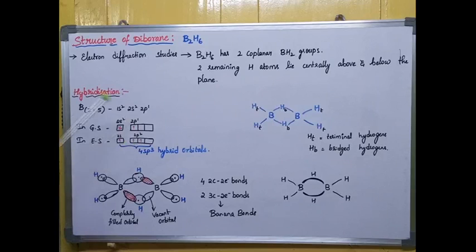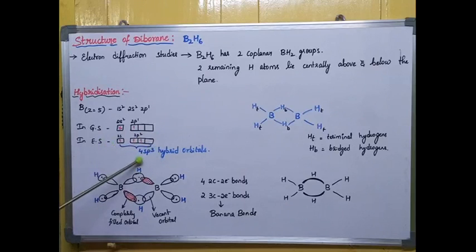So 2s1, 2p2 now. These four orbitals, the s and three p orbitals, combine together to form 4 sp3 hybrid orbitals. So this is sp3 hybridization. Now in these sp3 hybrid orbitals, 3 orbitals consist of one unpaired electron each and one is empty.